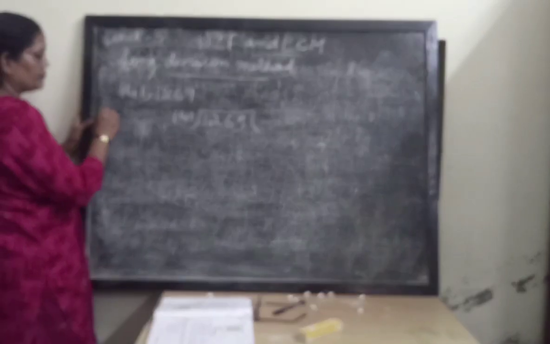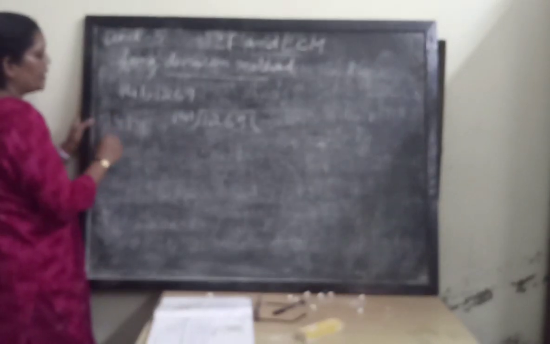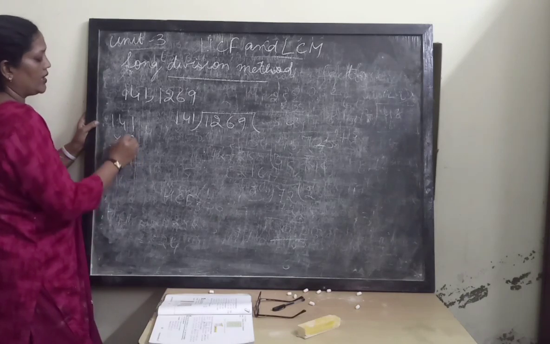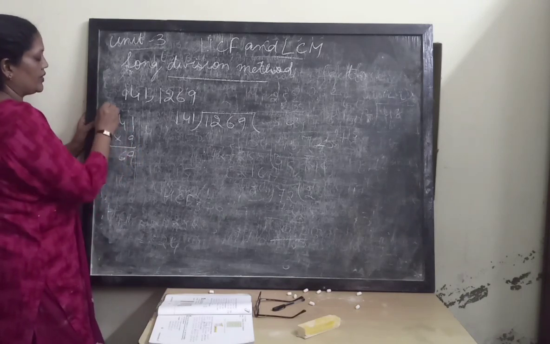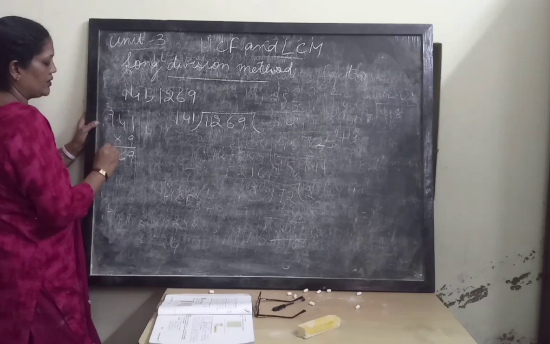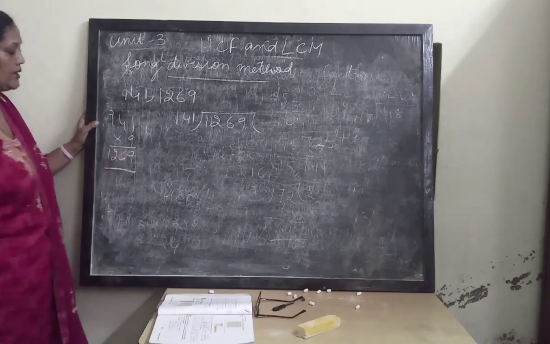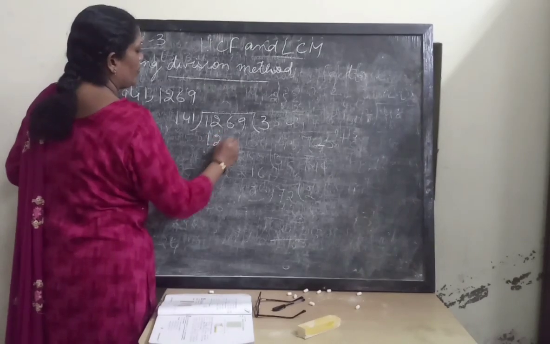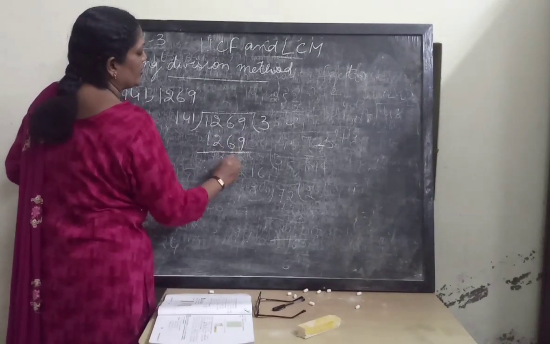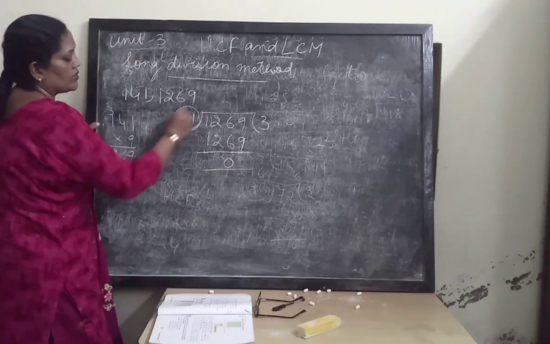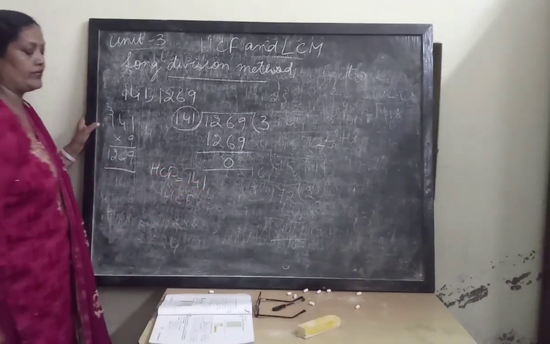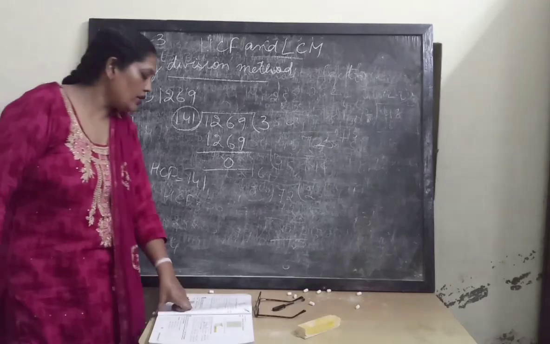Now you can divide it by 9. 9 ones are 9, 9 fours are 36, 3, 9 ones are 9, 10, 12. 12, 16, we got the exact number. 141 9's are 1269. What is the remainder? 0. So which is the highest common factor? That is 141. All of you understood now?